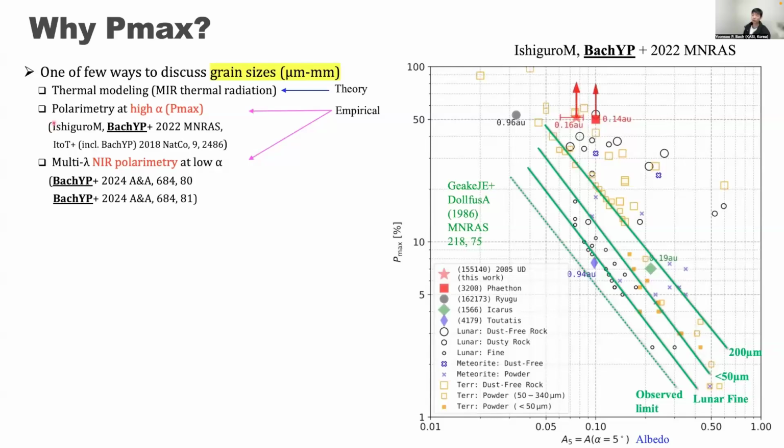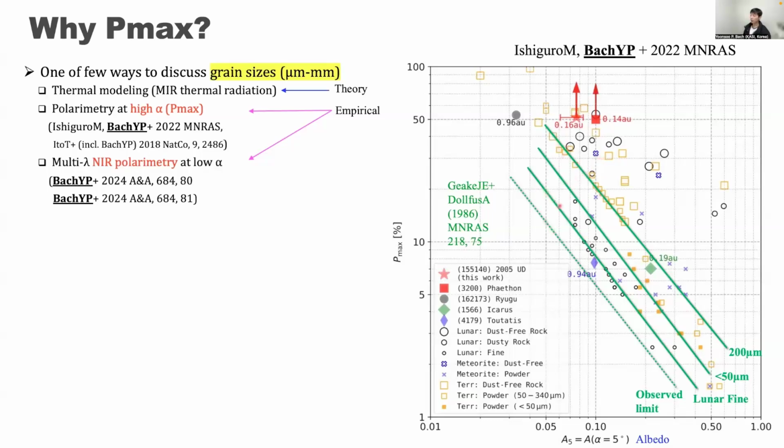The two other approaches are empirical polarimetric approaches. First is high phase angle P maximum interpretation, which I will explain shortly. And the second is the near infrared multi-wavelength polarimetry at low phase angle, which I have recently been working on. On the right-hand side, this shows a two-dimensional parameter space made by the maximum polarization degree and the albedo of the laboratory measurement samples. These samples include Luna or Apollo mission samples, and the terrestrial rock powders, meteoritic samples, etc.